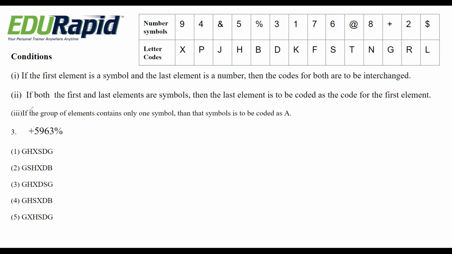Let me see the conditions. The first element is a symbol and the last element is a number. It does not follow. Here both the first and last elements are symbols. Let me see the second condition: if both the first and the last elements are symbols. Yes, here both the first and last elements are symbols. For that they are telling us the last element is to be coded as the code for the first element.